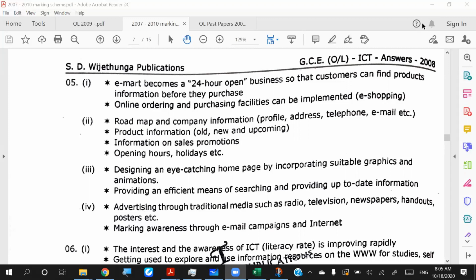So those kind of things, as they say: design an eye-catching homepage by incorporating suitable graphics and animations, providing an efficient means of searching and up-to-date information, even providing the comparison facility inside the website. And yeah, those kind of things. They are asking to list 2 features that can be incorporated into the website to make it attractive.